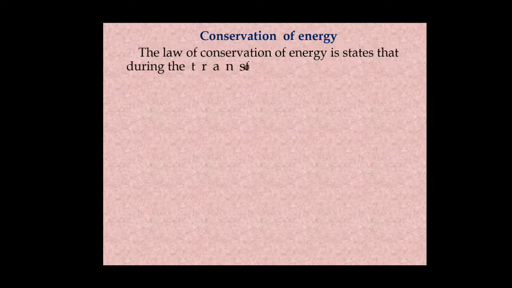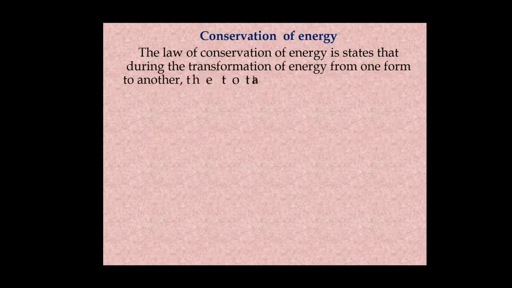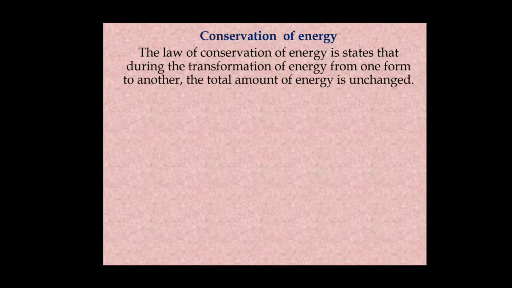After that, conservation of energy. So from this explanation we can understand that the law of conservation of energy states that during the transformation of energy from one form to another, the total amount of energy is unchanged, which one we got from our previous explanation. And we had seen how energy is changing, and energy cannot be destroyed, it will just transfer from one form of energy into another one.